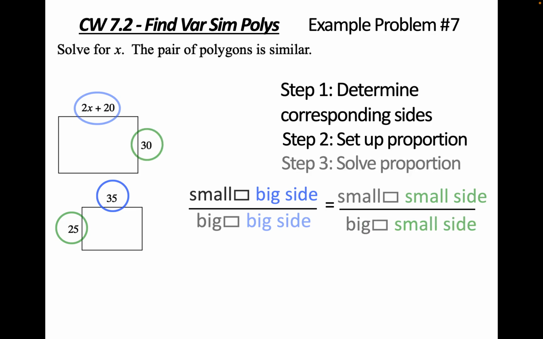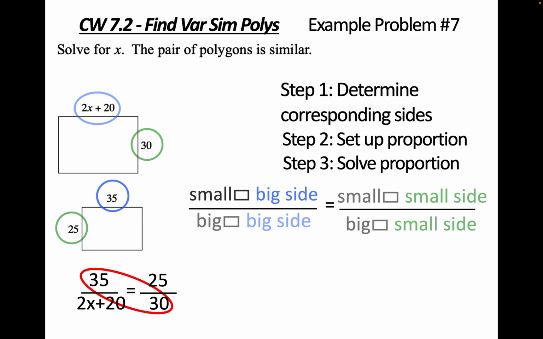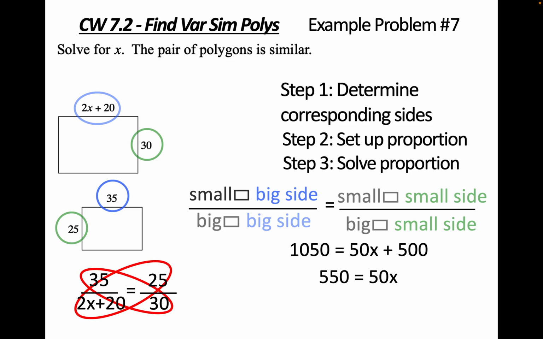So now I can solve my proportions. So 35 over 2x plus 20 is going to equal 25 over 30. Cross multiply, and I end up with 1,050 equals 50x plus 500. If I subtract 500 and divide by 50, I get x equals 11.